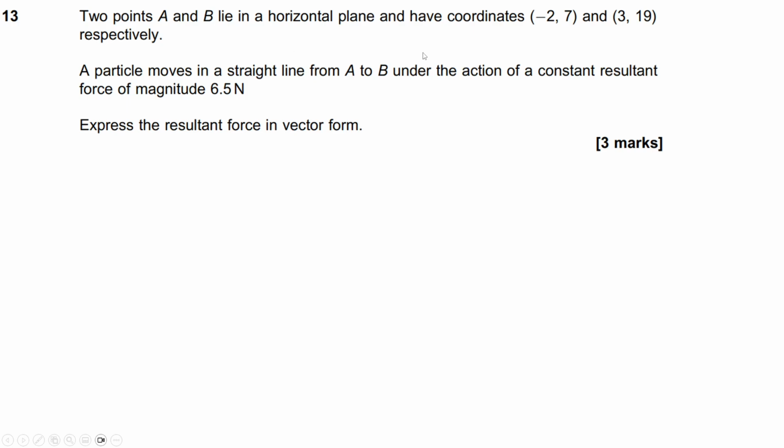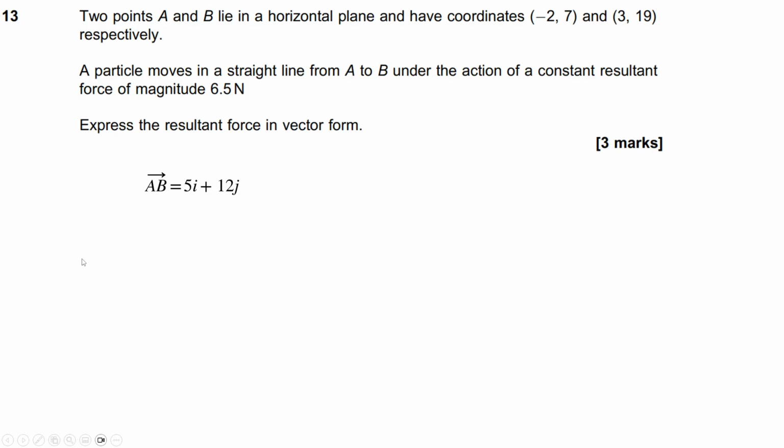Two points A and B lie on a horizontal plane and have coordinates (-2, 7) and (3, 19). A particle moves in a straight line from A to B under the action of a constant resultant force of magnitude 6.5. Okay, that's interesting. We just want to find the resultant force in vector form. Going from A to B, how do you get from -2 to 3? That's a jump of 5 in the x direction, and from 7 to 19 is 12. So we're going 5 right and 12 up, so that's 5i plus 12j.